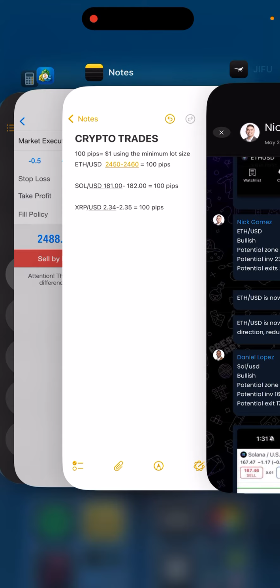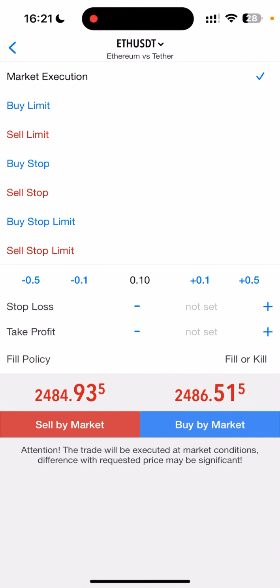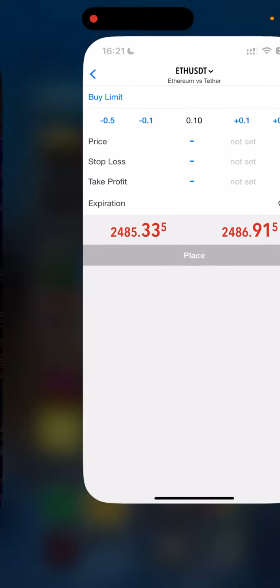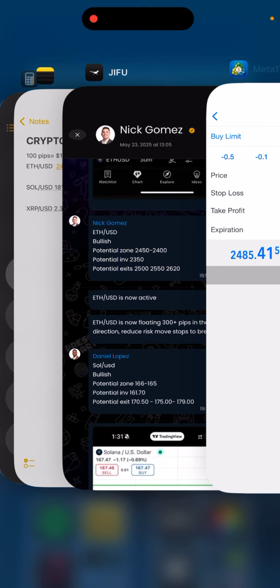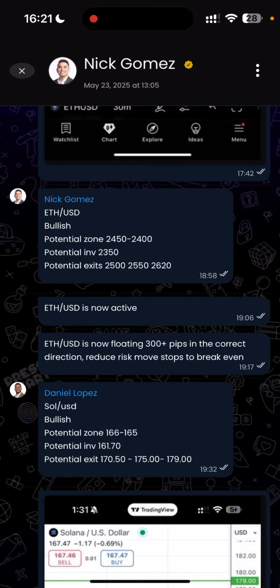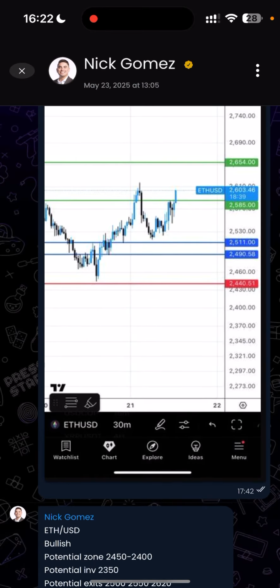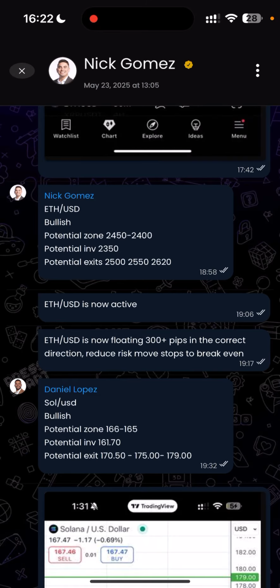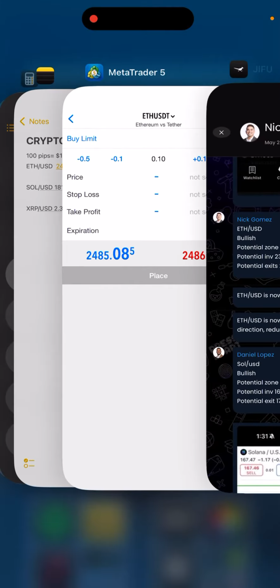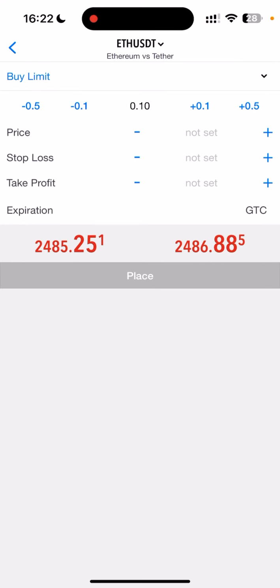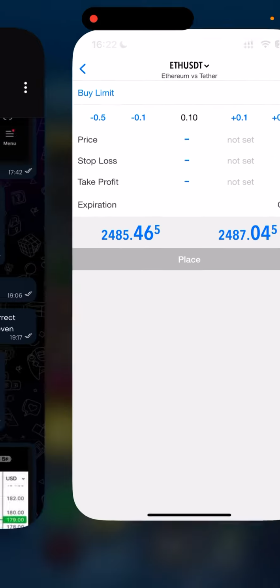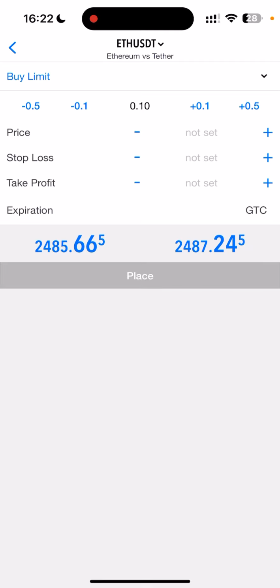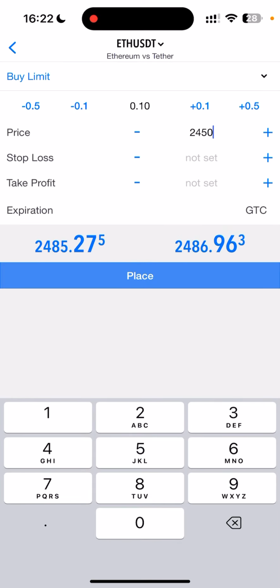So what you're going to do now is, number one, come here and set a buy limit. They said the potential zone is 2450. So what you're going to do is set a limit for 2450. You ask in the groups if it is a buy limit or a sell limit. But in this case, it was a buy limit. So you put in the price of 2450.